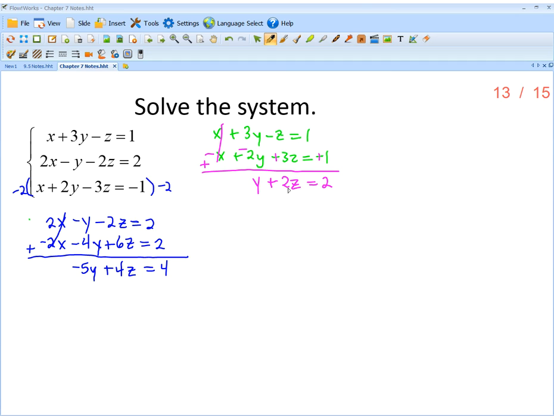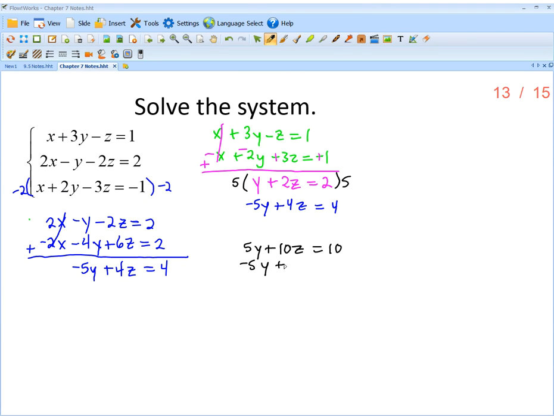Again, I now have the same variables: y plus 2z equals 2, and negative 5y plus 4z is equal to 4. And now I can try to work on eliminating either the y or the z. I would personally pick the y since I just have to multiply this top equation by 5 on both sides. So I'm going to get 5y plus 10z is equal to 10.